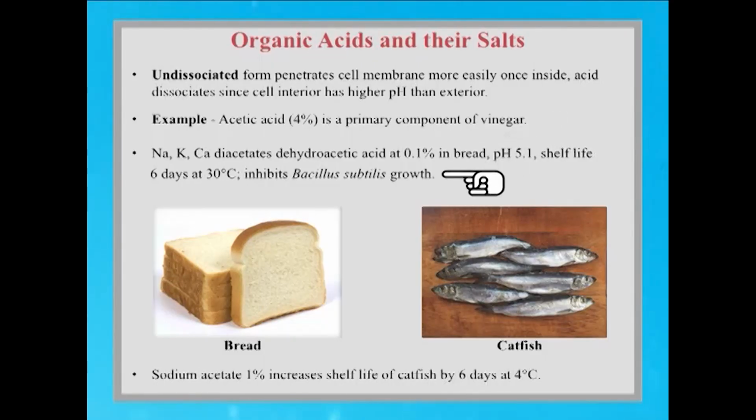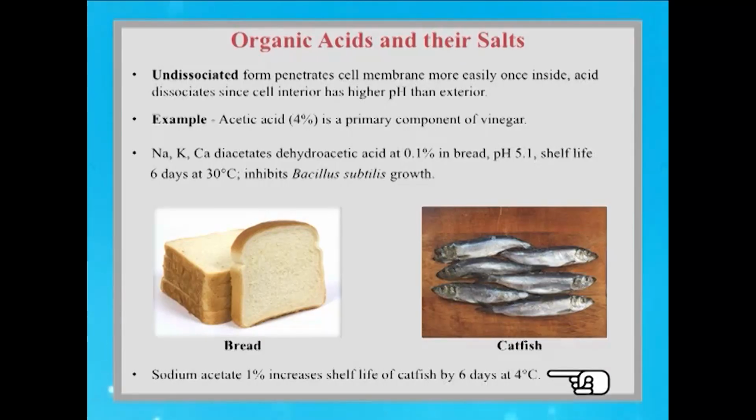There is another chemical which is used: sodium, potassium and calcium diacetates, dehydroacetic acid at a concentration of 0.1%, which is having a pH of 5.1. This is used in the manufacturing of bread, and as a result of this chemical, the bread could have a shelf life of 6 days at 30 degrees Celsius. Also, it inhibits the growth of bacillus and therefore the bread can be kept at room temperature.